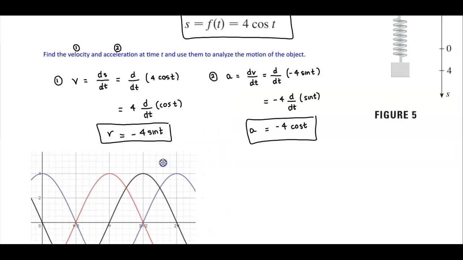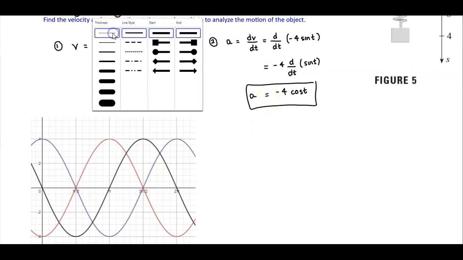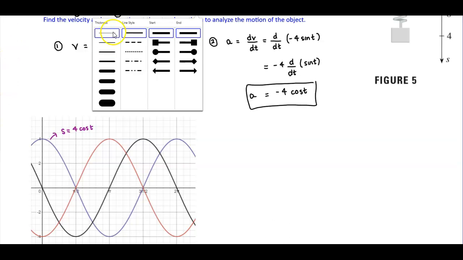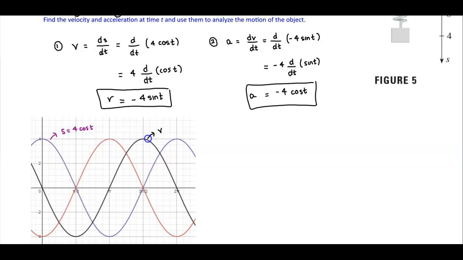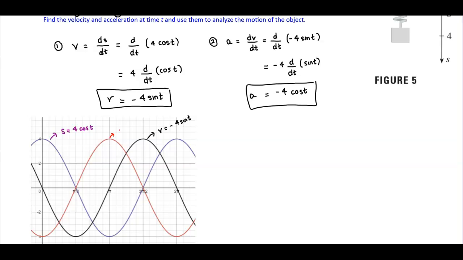Okay, so now let's label this. We know that our first graph was the function 4 times the cosine of t. So the position function is equal to 4 times the cosine of t. Then we can see that the velocity function is equal to negative 4 sine of t. And the acceleration function is equal to negative 4 times the cosine of t.